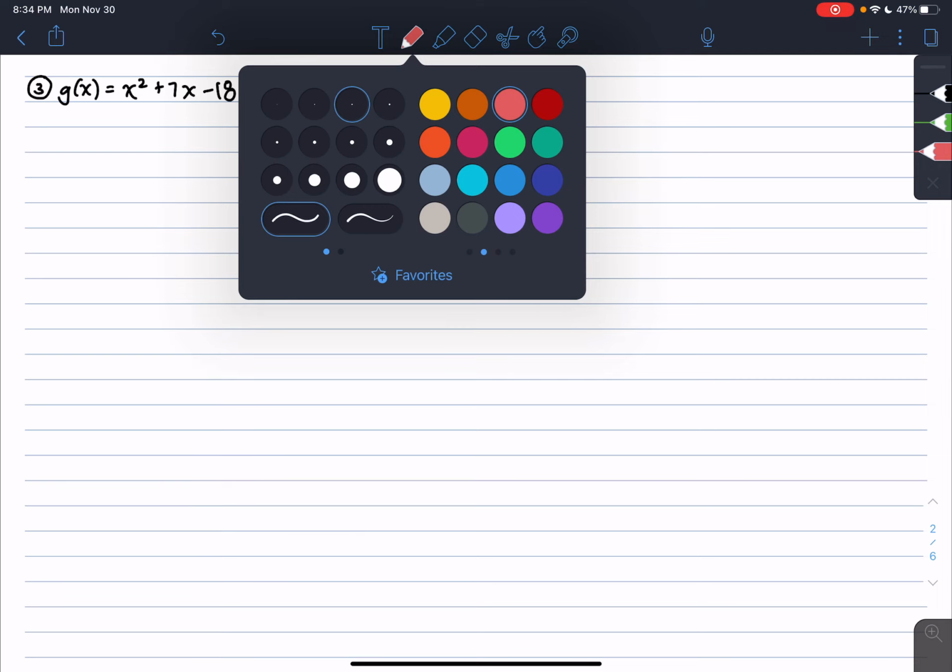Sorry, I'm also just being a little bit OCD with my little, what's it called? My pens.